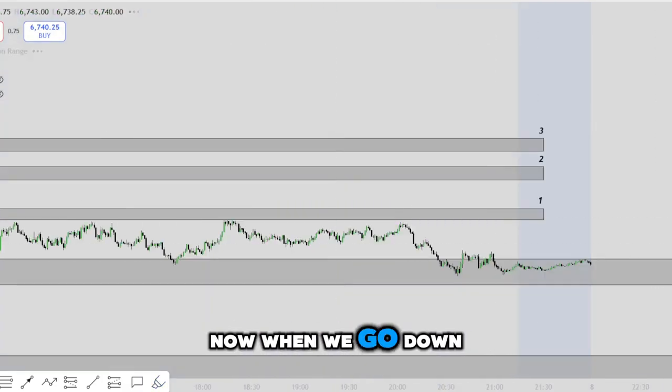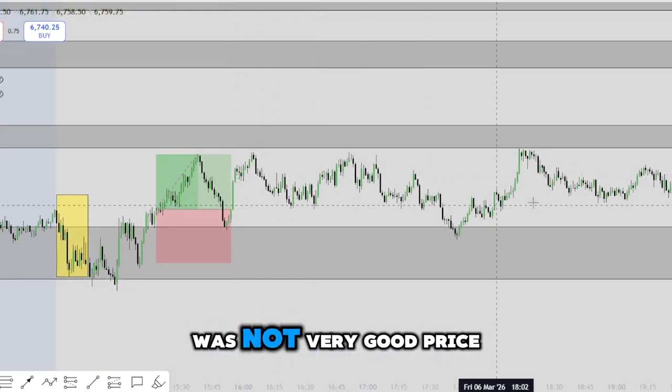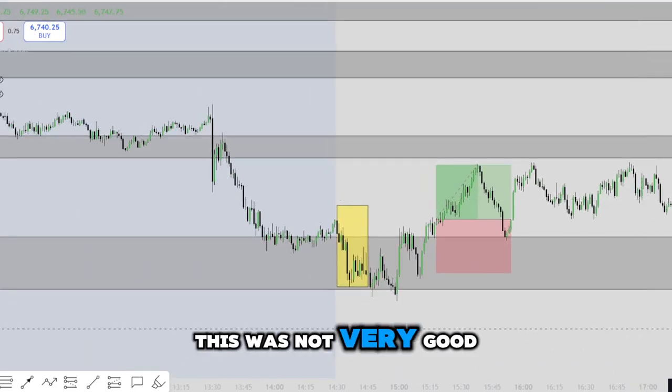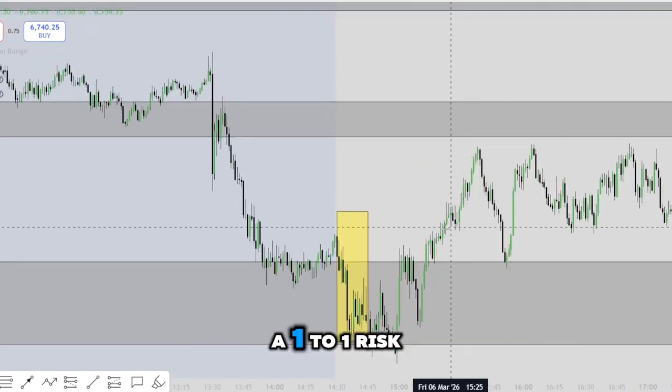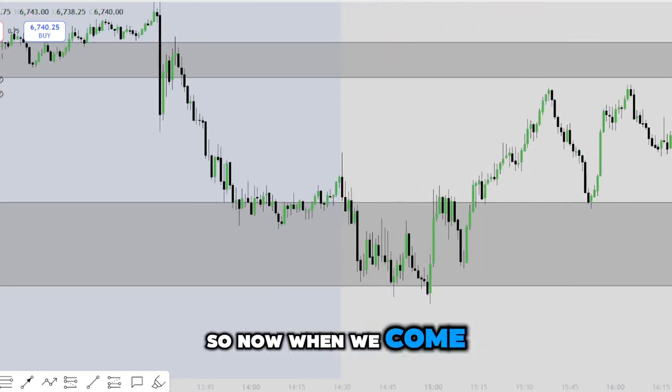Now, when we go down and when we tap into the zone like this, right? So the trade itself, it was not very good price action. Holding through this was not very good, but I managed to catch a 1-2-1 risk to reward in the process. So now when we come into the zone, right?